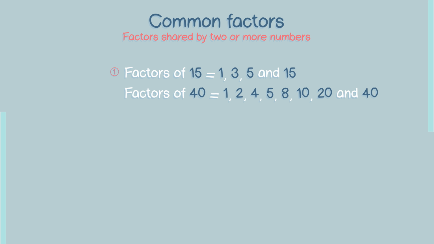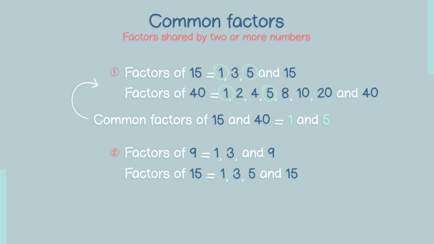As we look through our factors, we can see that both 15 and 40 share the numbers 1 and 5 as factors, and so these are their common factors. And that's what's meant by common factors. Here are the factors of 9 and 15. See if you can find the common factors.